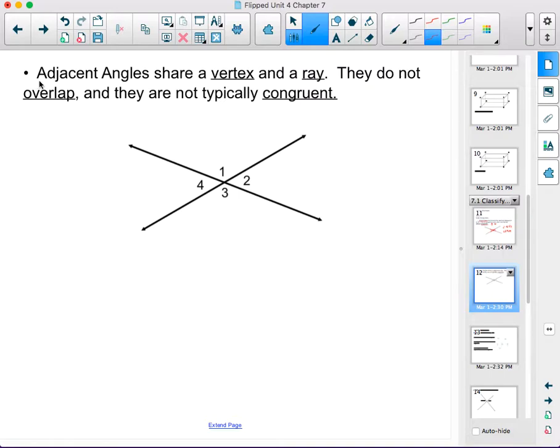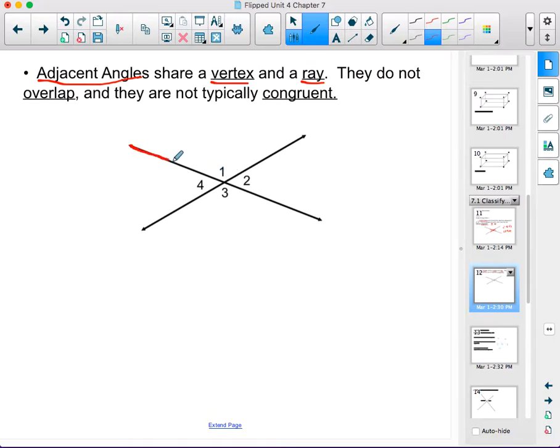Let's talk about our next type of angles. These are adjacent angles. The word adjacent means next door or right next to. So adjacent angles, these will share a vertex and they will also share a ray. They do not overlap and they are not typically congruent. I'm not saying that they'll never be congruent, but there's nothing special that says vertical angles have to have the same measurement. Adjacent angles have to have the same measurement. That's just not true.